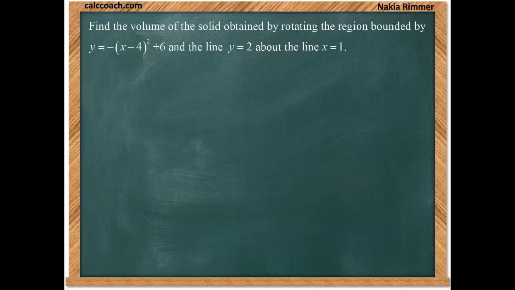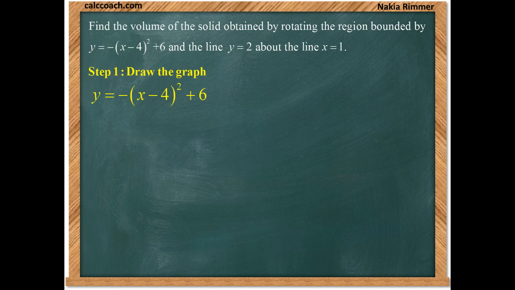Find the volume of the solid obtained by rotating the region bounded by y equals negative the quantity of x minus 4 squared plus 6 and the line y equals 2. This is going to be rotated about the line x equals 1. Let's draw the graph. We have y equals negative the quantity of x minus 4 squared plus 6.